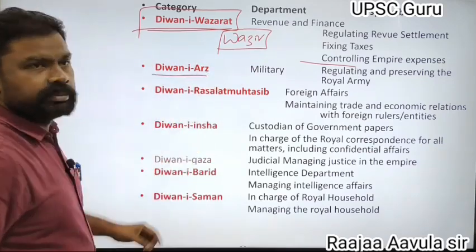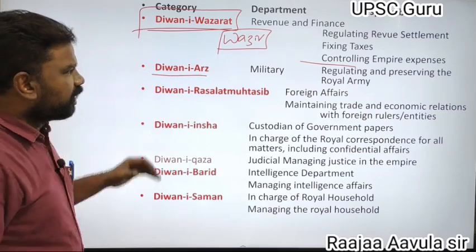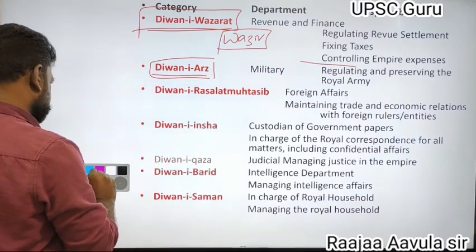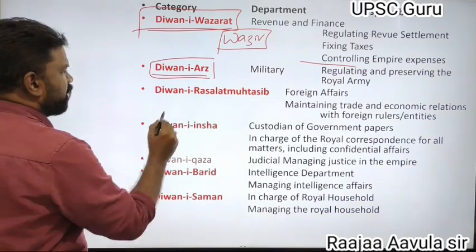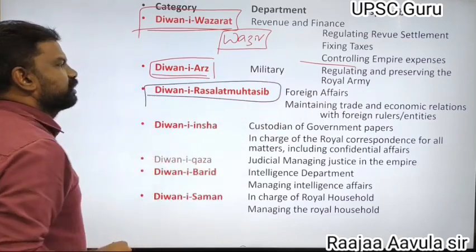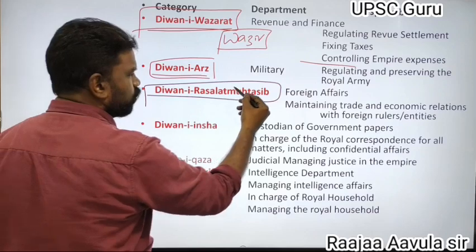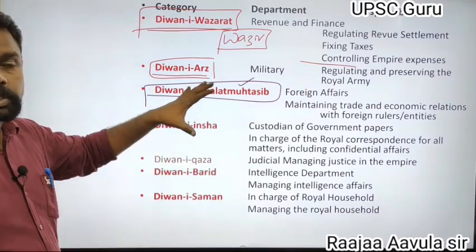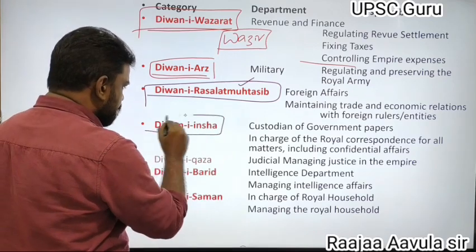Diwani Ariz is the military department, regulating and preserving the royal army. And Diwani Risalat, Musatib, this would take care of foreign affairs, maintaining trade and economic relations with foreign countries. Next, Diwani Insha.